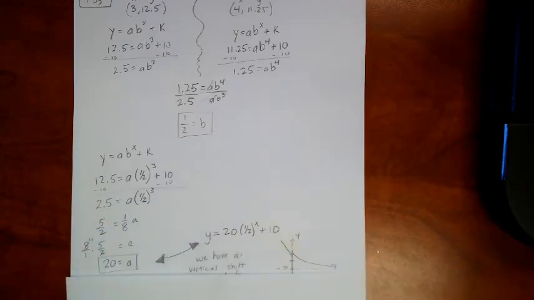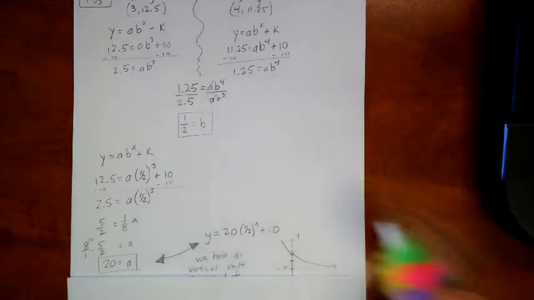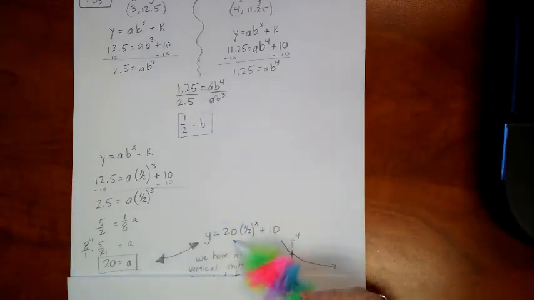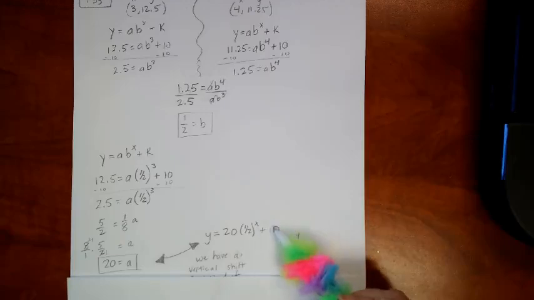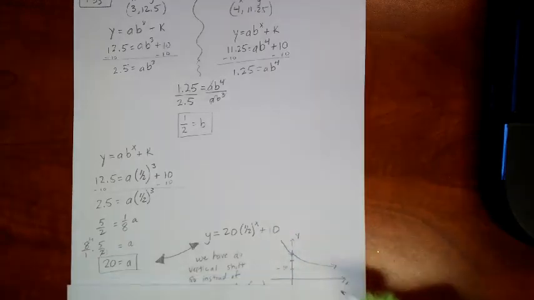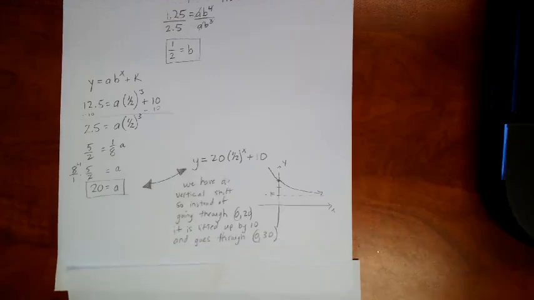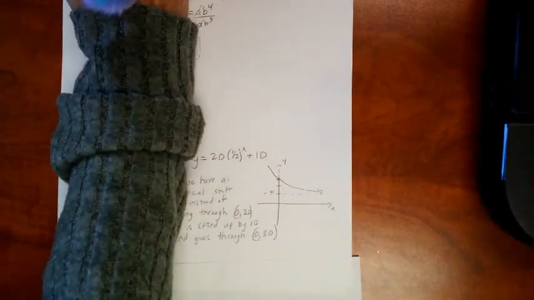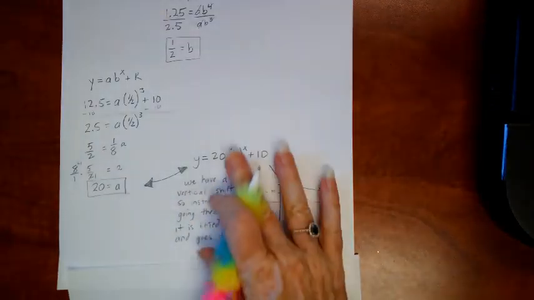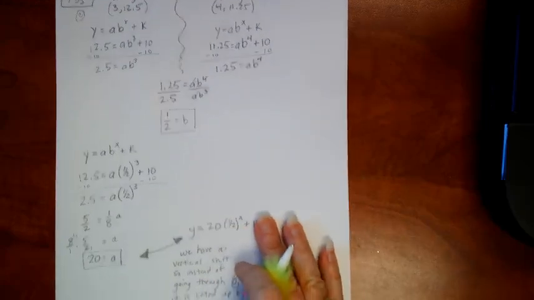That makes 20. So now I know a, and I know b, and I know k, so I can write y equals a times b to the x plus k. Just plugged them in. And so if I wanted to really know what the y-intercept was, because I think they do ask us that in letter D. This must be letter C. We're going to call this letter C.